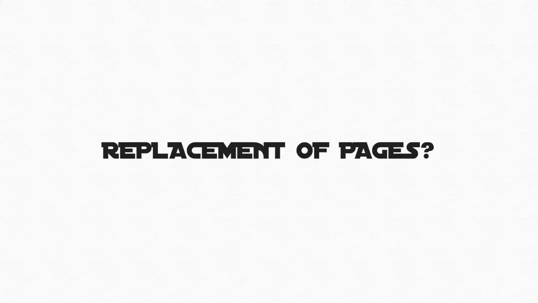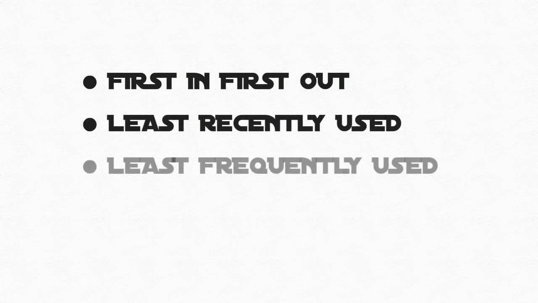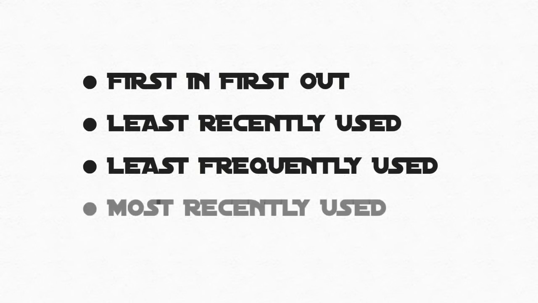How do we determine replacement of pages? By using a page replacement policy. First in, first out, least recently used, least frequently used, and most recently used are replacement policies used to change pages based on a specific algorithm. These are all pretty self-explanatory and are crucial to the efficiency of the system.